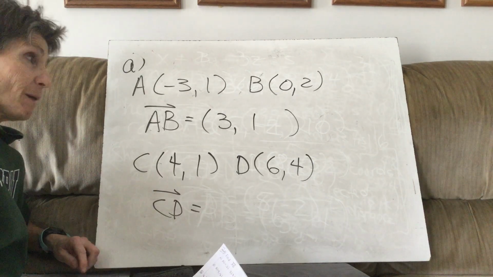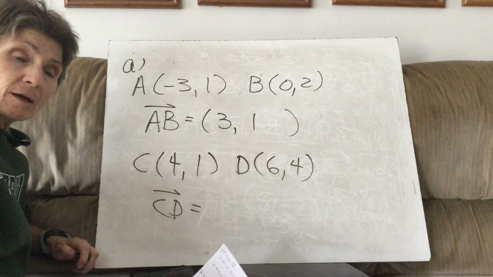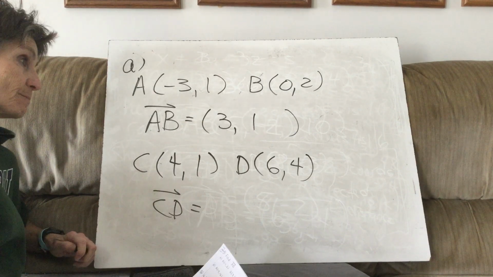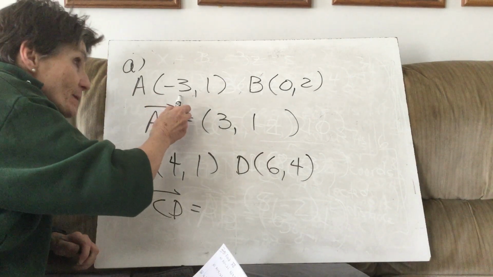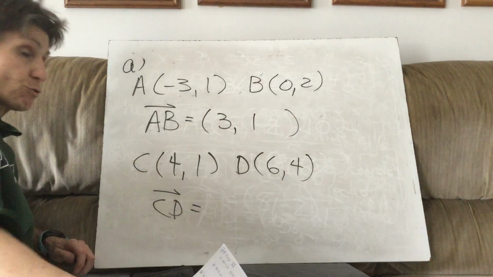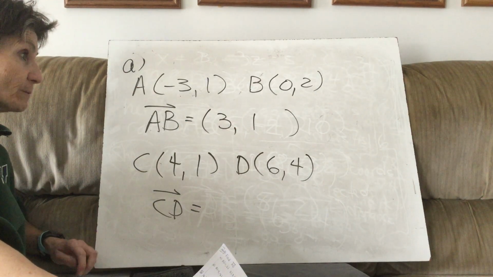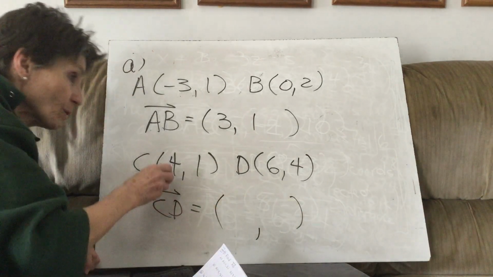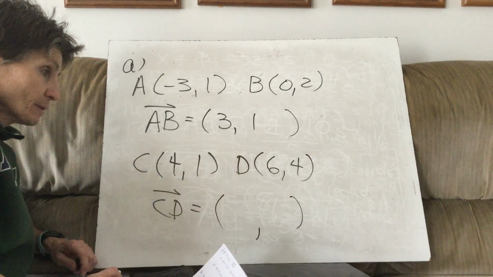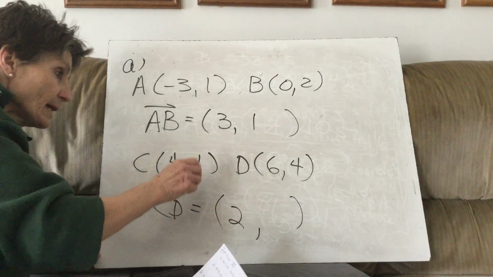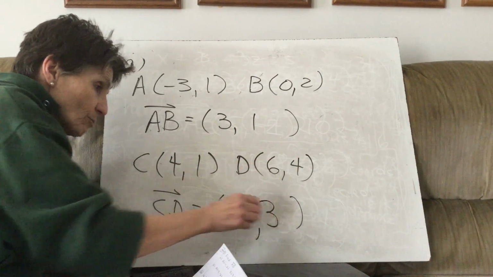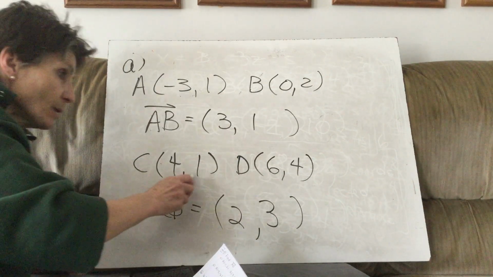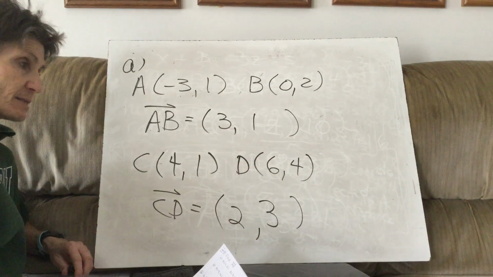Again, if that is still bothering you, you need to draw it on a piece of graph paper or put it on a number line. Somehow you've got to figure out that from -3 to 0 is 3 steps in the positive direction. How about here? CD, 4 to 6. Well, that's 2. And 1 to 4, that's 3. 4 to 6 is +2. And 1 to 4 is +3.